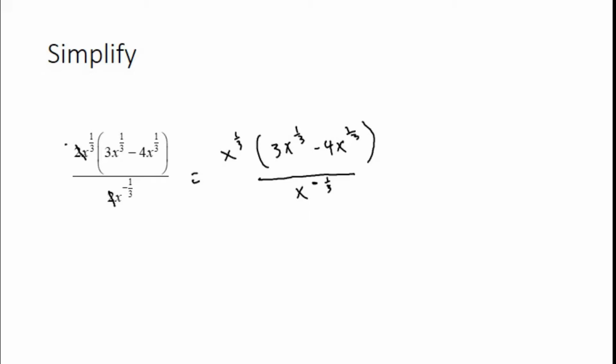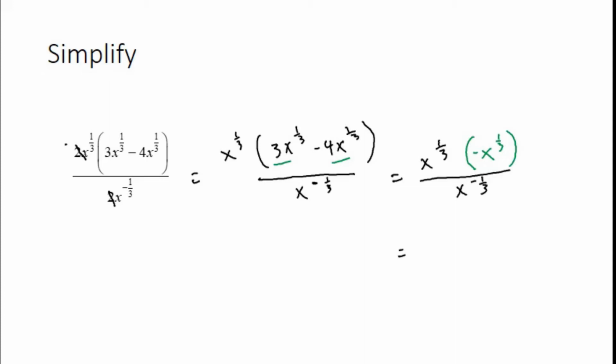Notice that what we have inside the parentheses, these are like terms, so we should be able to combine them. So when we combine everything, it's going to look the following way. It'll be x to the 1/3 times, so 3 minus 4 is negative 1, so it'll be times negative x to the 1/3. And this is being divided by x to the negative 1/3.